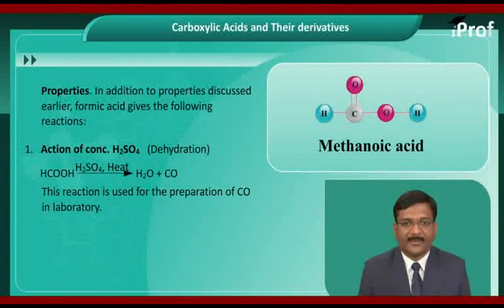Another property of formic acid is the action of heat over formic acid. When formic acid is heated at around 160 degrees centigrade, it gives carbon dioxide along with the liberation of hydrogen gas. Another major property of formic acid is the action as a reducing agent.